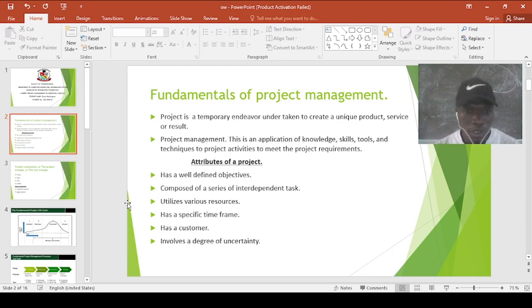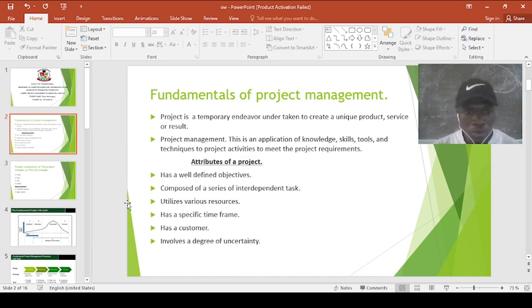Then the other concept, project management, is just an application of knowledge, skills, tools, and techniques to a project activity to meet the project requirements. So what are the attributes of a project? You should keep at the back of your mind that a project should have a well-defined objective, and these objectives should be SMART, that is specific, measurable, achievable, relevant, and time-bound.